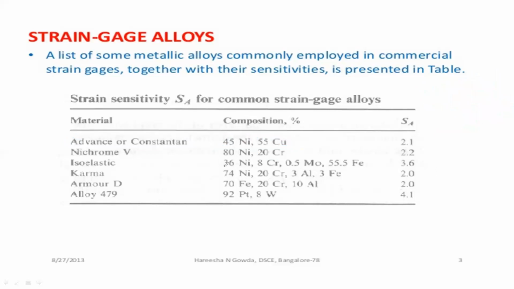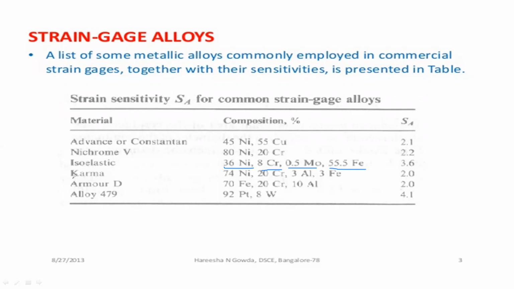So in this isoelastic material, I'm taking 36% nickel, 18% chromium, 0.5% manganese, and 5% ferrous. These are the different alloys mixed to form isoelastic material.